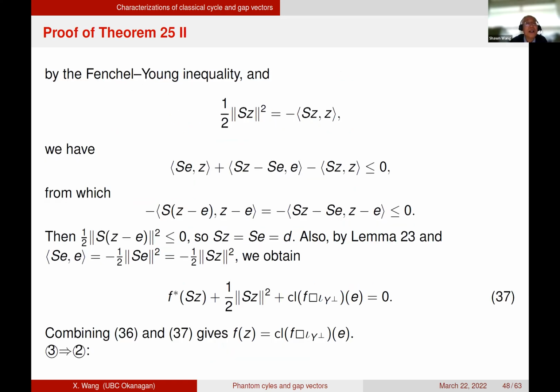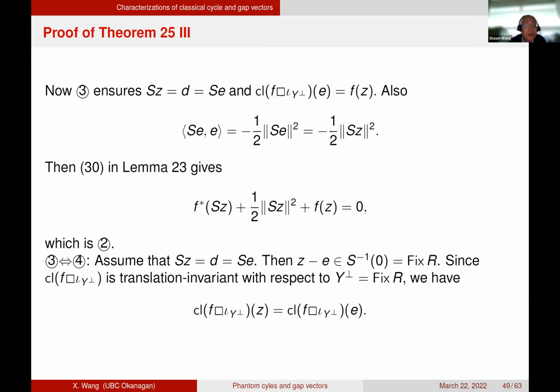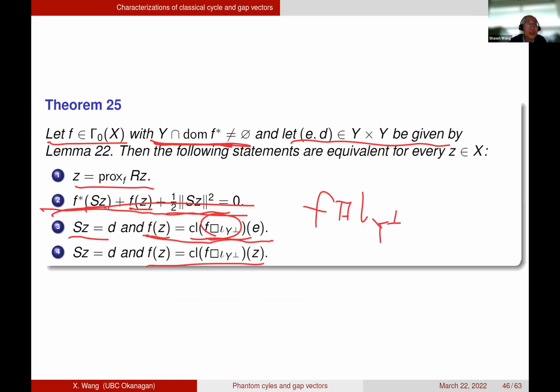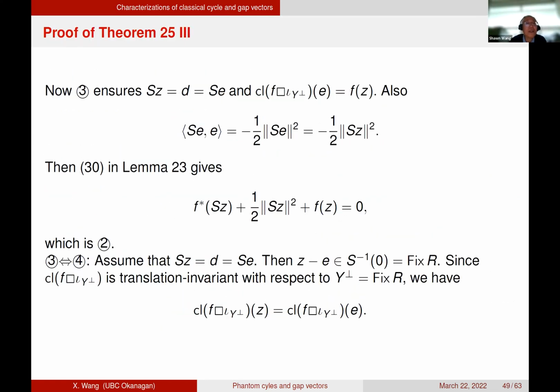Now use one of the key properties in Simon's lemma. You have this. Then you plug that in, and you get SZ equal to SE. Then some simplification gives you this result. Now 3 to 2. You have to use this assumption and use this also. Then essentially you can get item 2. So the proof is all here, but they use the earlier lemma to move forward.